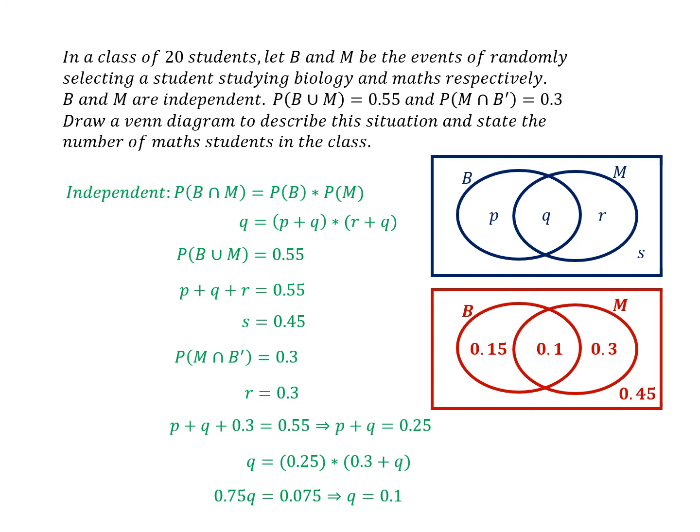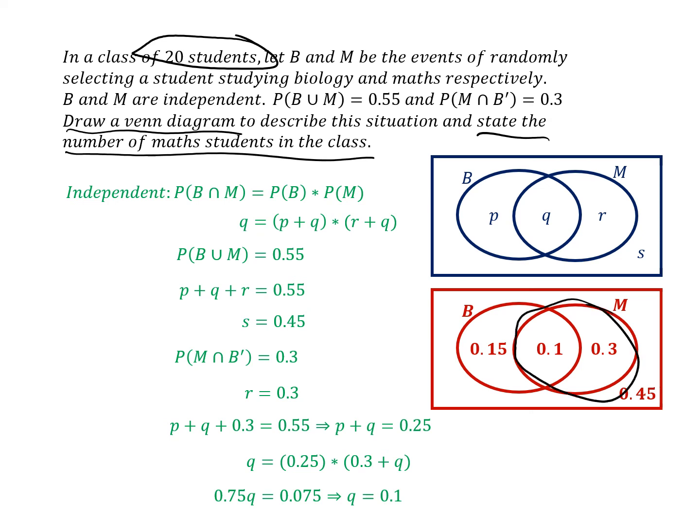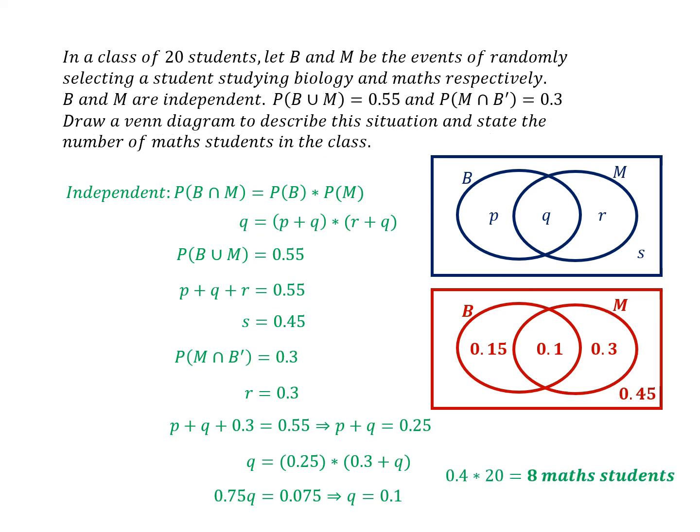So have we answered the question? Draw a Venn diagram. We've got to state the number of math students in the class. Well, they're a class of 20 students. The probability of maths is 0.4. So 0.4 times 20 gives us those 8 math students. So that's how I solved that problem. It's not the only way. As with many of these problems, there's more than one way of solving it.